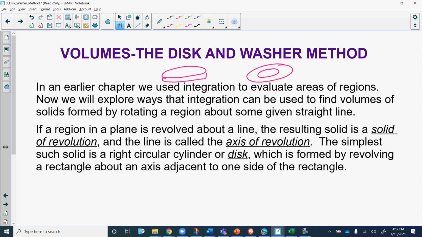If a region in a plane is revolved around a line, the resulting solid is a solid of revolution, and the line is the axis of revolution. The simplest such solid is going to be a cylinder, which I told you was a disk. And that's going to be the first one that we're going to take a look at, which is formed by revolving a rectangle about an axis adjacent to the side of the rectangle.